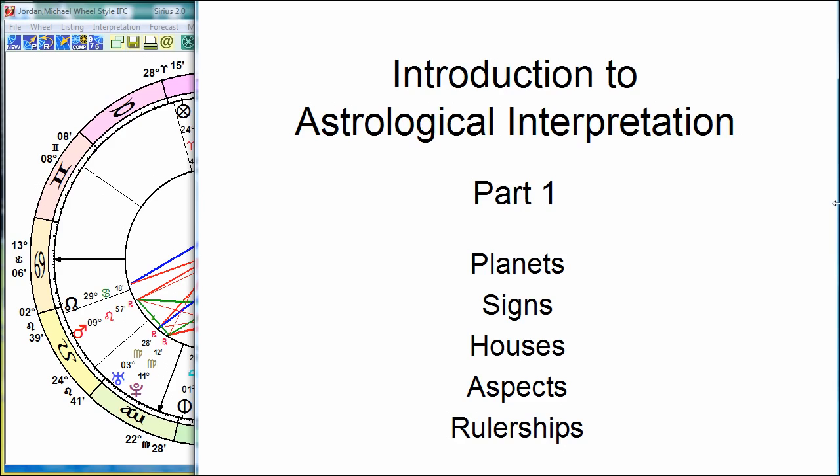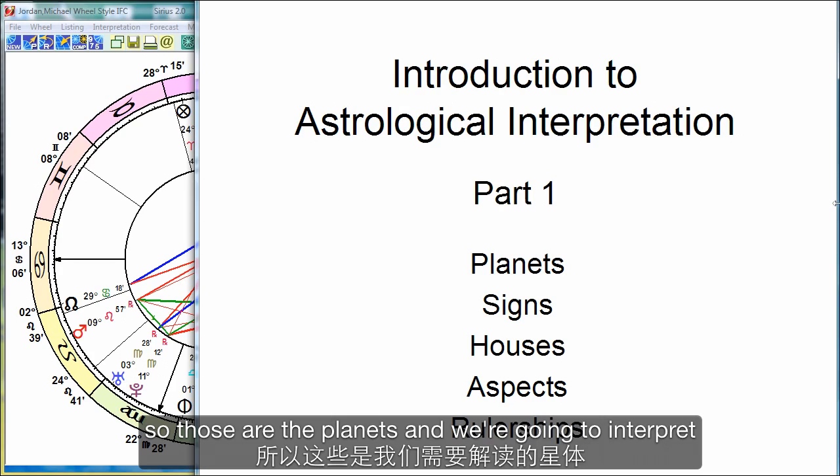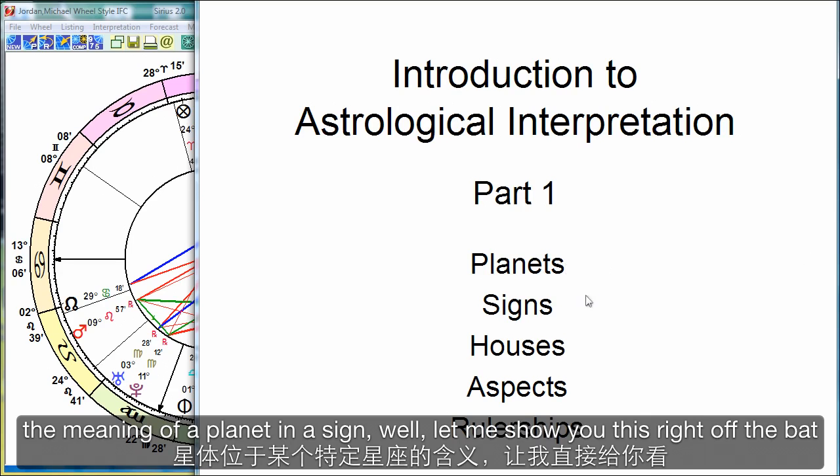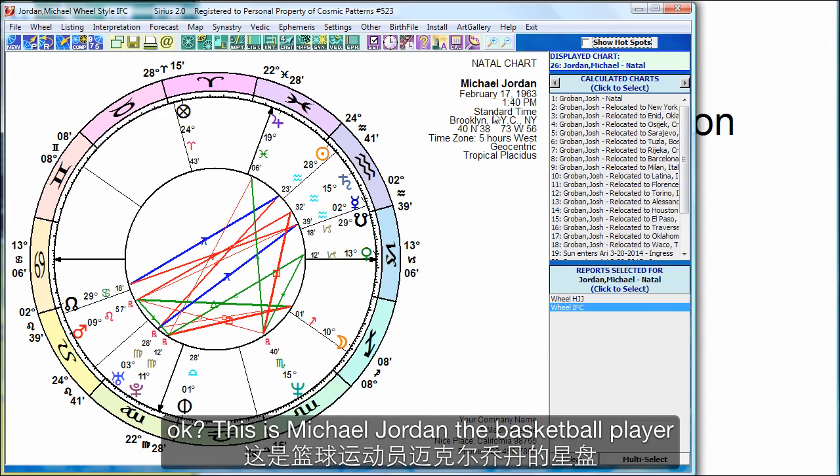So we've got Sun, Moon, Mercury, Venus, Mars, Jupiter, Saturn, Uranus, Neptune, and Pluto is usually included as well. So those are the planets, and we're going to interpret the meaning of a planet in a sign. Well, let me show you this right off the bat. Here's a chart wheel. This is Michael Jordan, the basketball player.